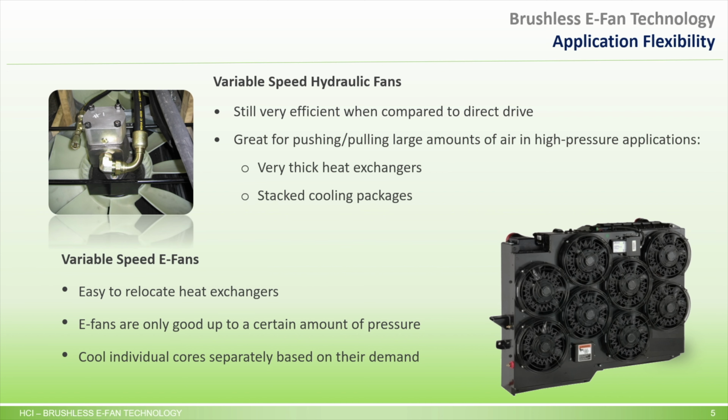But one feature that makes E-fans more efficient is that they can cool individual cores separately based on their individual demands. For example, with a multi-core heat exchanger, you can be cooling the charged air at 10% fan speed, the transmission cooler at 30% fan speed, and the engine cooler at 60% fan speed.